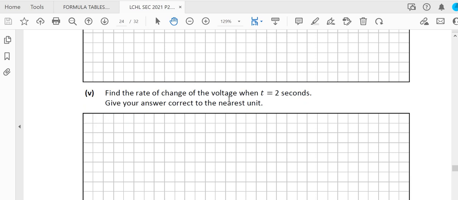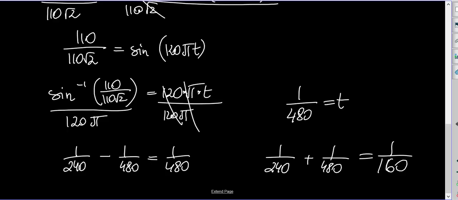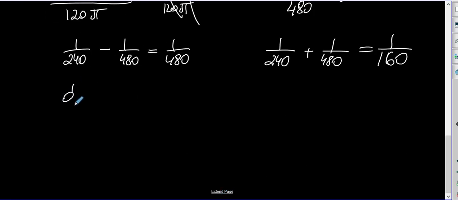Find the rate of change of the voltage when t equal 2 seconds. Give your answer correct to the nearest unit. When you see the word rate, it's your keyword. What do you think about derivative? Because rate of change is another expression for a derivative. So we have to find the value of derivative when t is 2. So first thing, I need derivative. And when I have derivative, I'm looking for this value when t is 2. How do I do the derivative of my function?